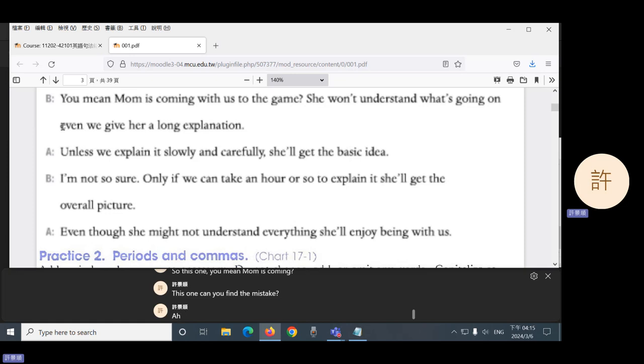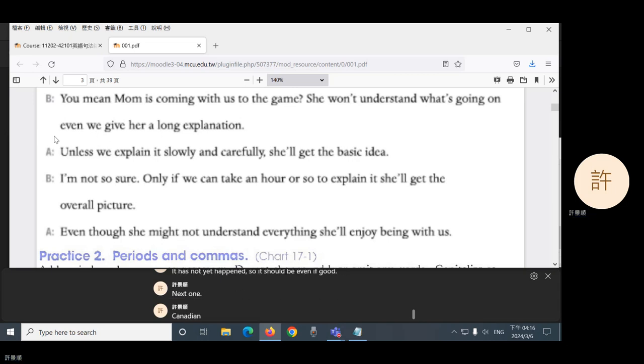Ah, okay, yes. Even if we give her a long explanation. Correct. Sorry, I didn't understand you. Good. So they have not yet tried to give her a long explanation. It has not yet happened. So it should be even if. Good. Next one.